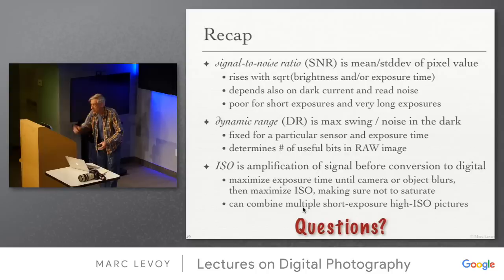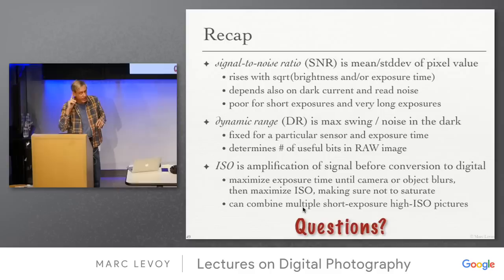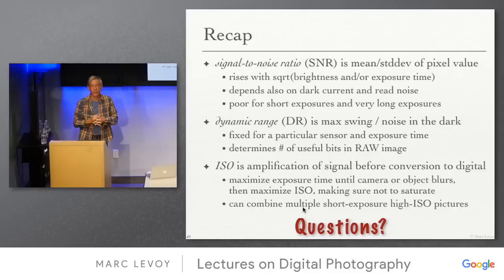Yeah, question. Sorry? Are there units on the signal to noise? No, it's a ratio, if that's what you're asking. That's actually one of the reasons we use standard deviation instead of variance, because variance would have units. So this is a unitless ratio. Good question.